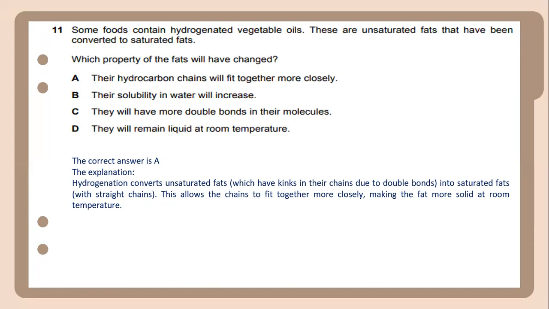So this can be explained through hydrogenation converting unsaturated fat, which has kinks in the chain due to double bonds, into saturated fat with a straight chain. This will allow the chains to fit together more closely, making the fat more solid at room temperature.